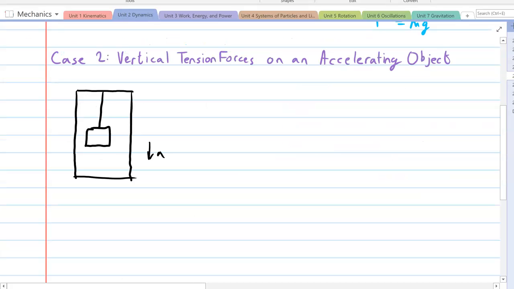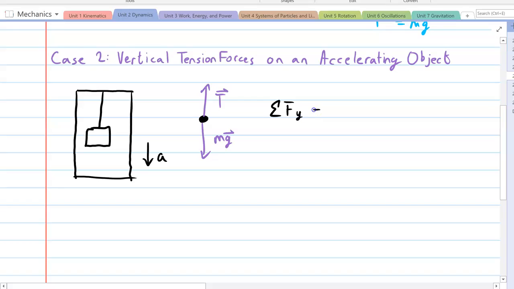Now we have vertical tension forces on an accelerating object, and it's very similar to our second case with the normal force, where if you imagine it in an elevator, right? But this time the elevator is going downwards. So we're going to think about that instead. As always, we have our free body diagram. We have a tension, and then we have a weight. Now you want to plug it into Newton's second law, right?